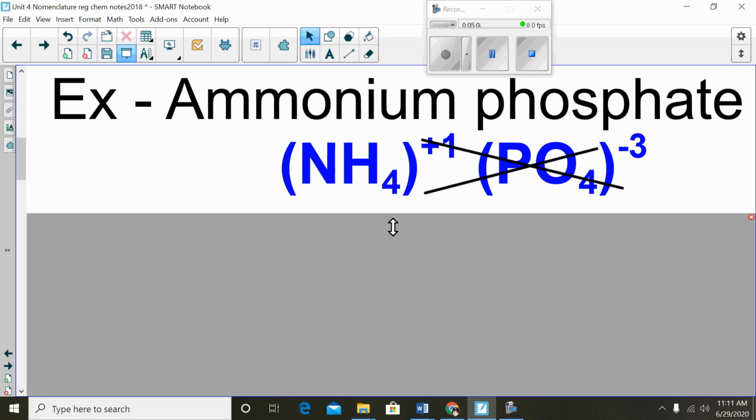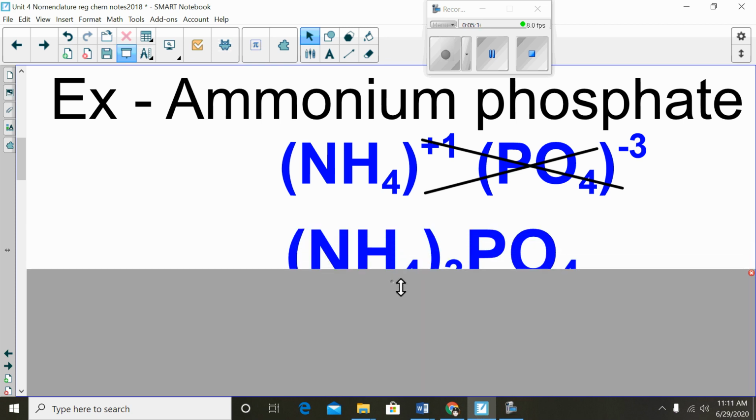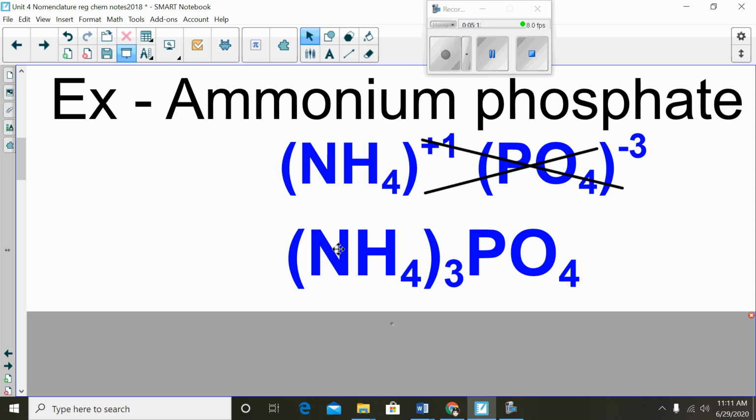So to make this neutral, you need 3 ammoniums to balance this out. So the ammonium will keep its parentheses. So it's parentheses NH4 parentheses 3 and then PO4. So you don't need to write the 1 and you don't need to write your plus or minus.